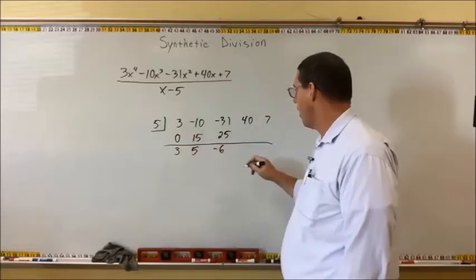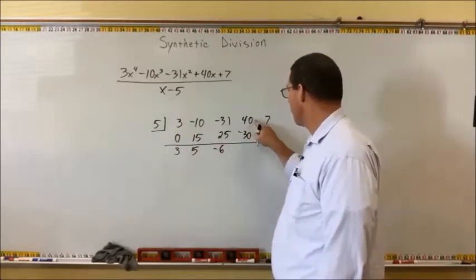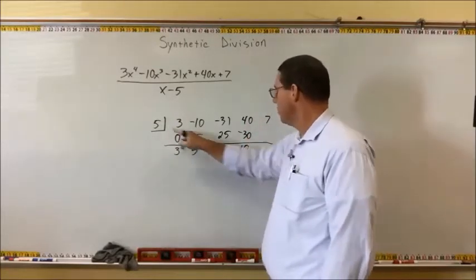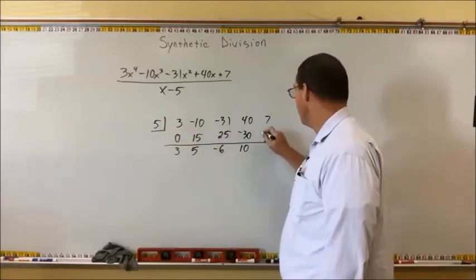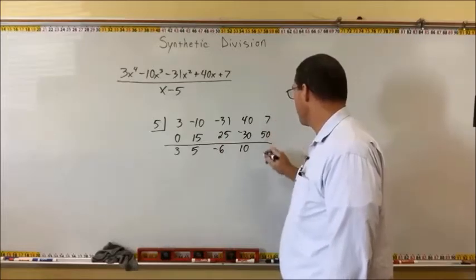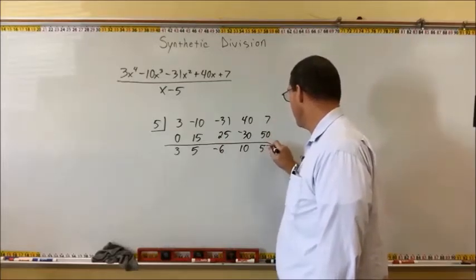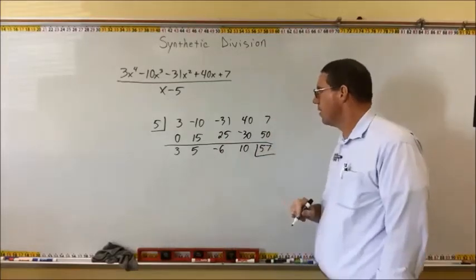Negative 6 times 5 is negative 30. Plus 40 is 10. 10 times 5 is 50. And 50 plus 7 is 57. So our remainder is 57.